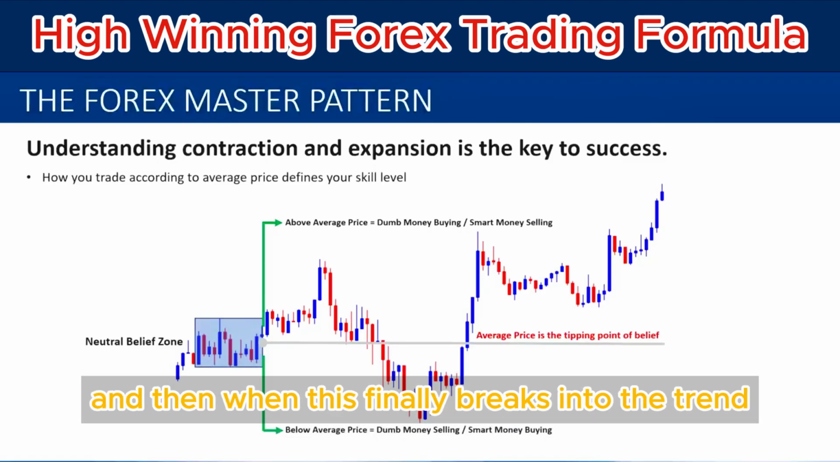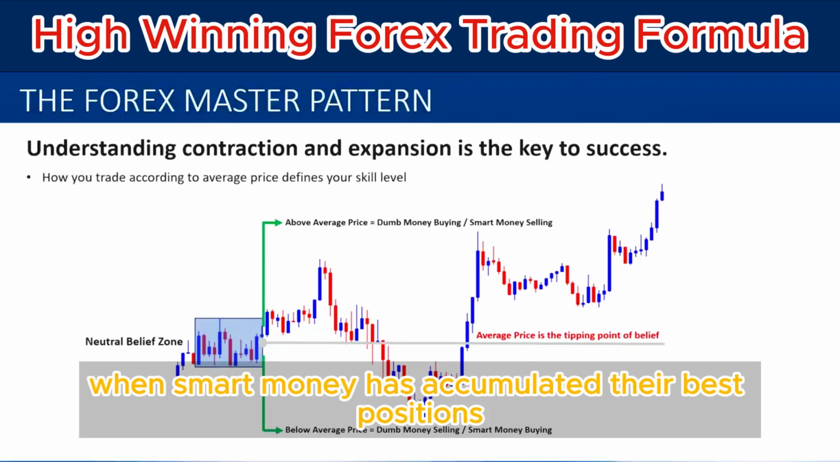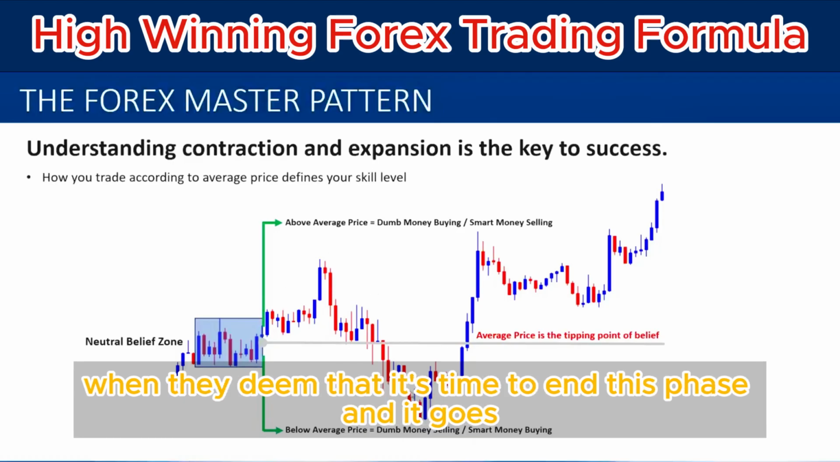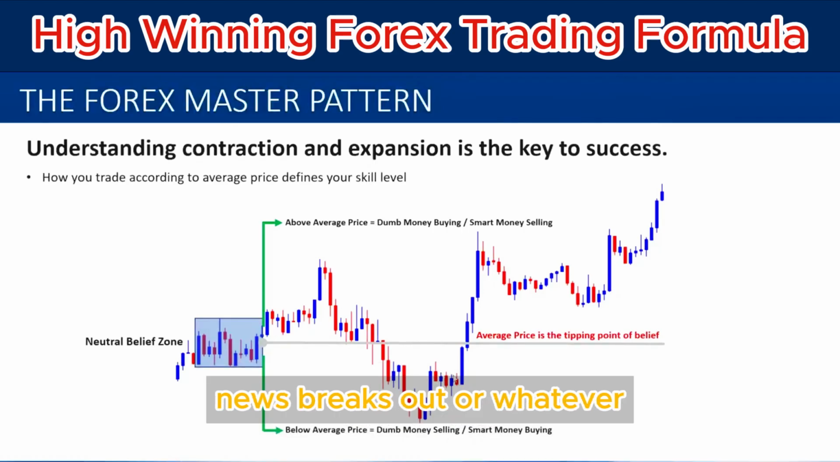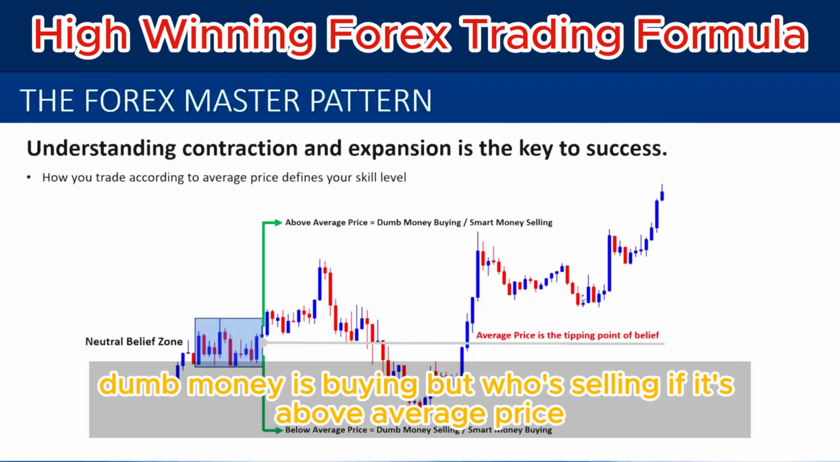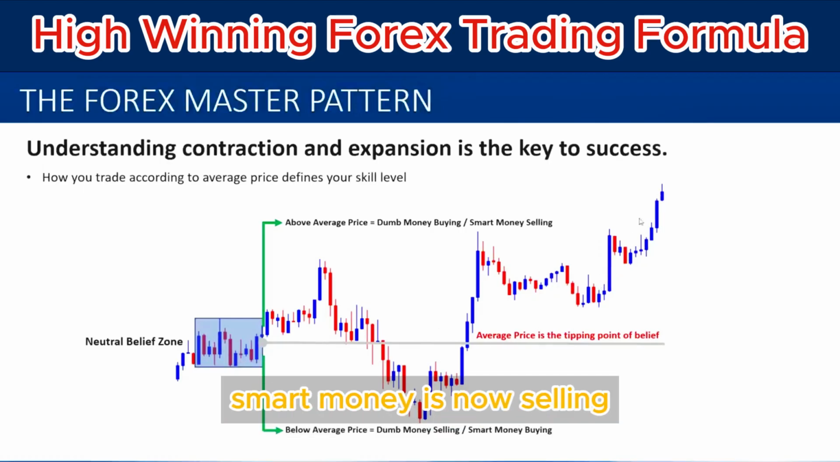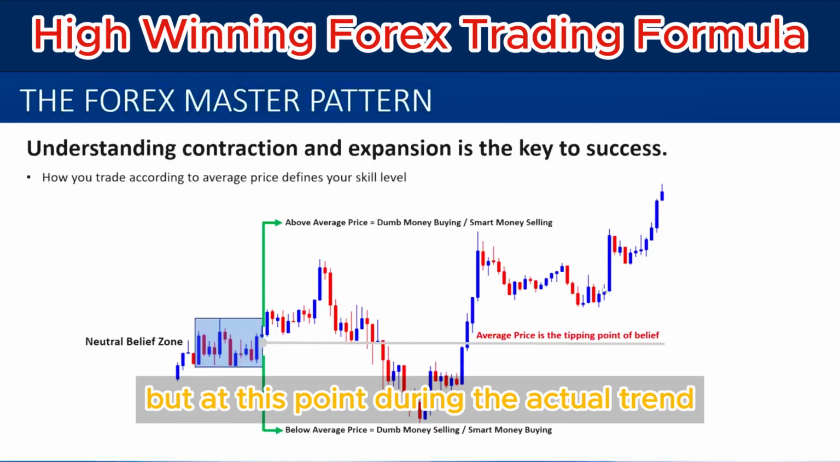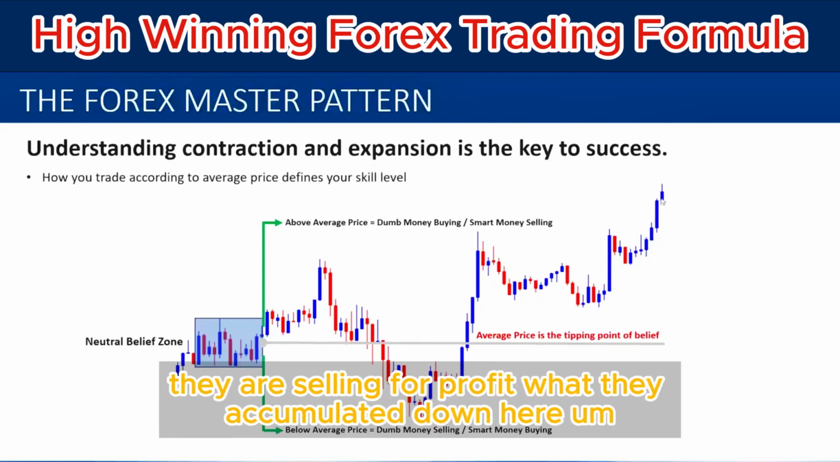And then when this finally breaks into the trend, when smart money has accumulated their best positions, when they deem that it's time to end this phase, and the news breaks out or whatever, and it finally does go into that trend, again, dumb money is buying. But who's selling? If it's above average price, smart money is now selling, but at this point, during the actual trend, they are selling for profit what they accumulated down here.